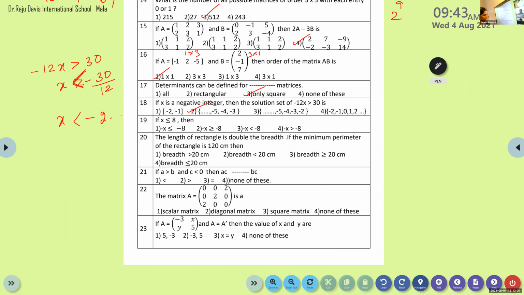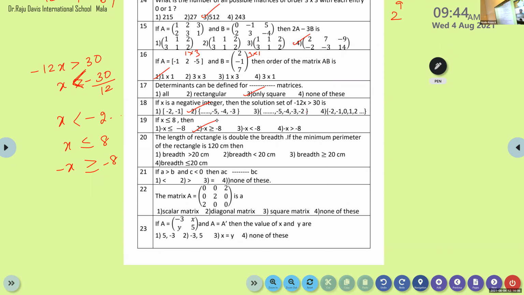Yes or no? x is a negative integer. So it should be less than 2. So we can't take this one also. That 2 is included. x must be less than negative 2 point something. If you take negative 2, it will be greater than that. Again, next one, x is less than or equal to 8. If you take minus x, it will be greater than or equal to minus 8. So, the second one.